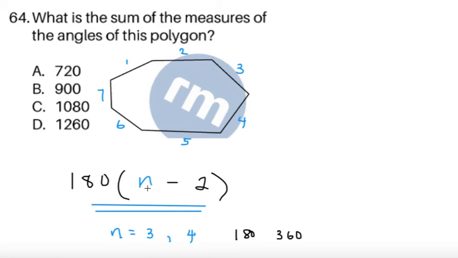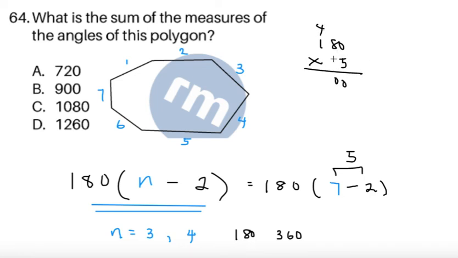So all I have to do is find n, which is the number of sides. We just count: 1, 2, 3, 4, 5, 6, 7. So there are 7 sides. So it's a heptagon. The interior angles of a heptagon will add up to 180 times 7 minus 2. Now 7 minus 2 is 5, so the answer is 180 times 5. You can do the math. We end up with 900. So the sum of the measures of the angles of a polygon with 7 sides, also known as a heptagon, will be equal to 900 degrees. So we'll have choice B for this item.